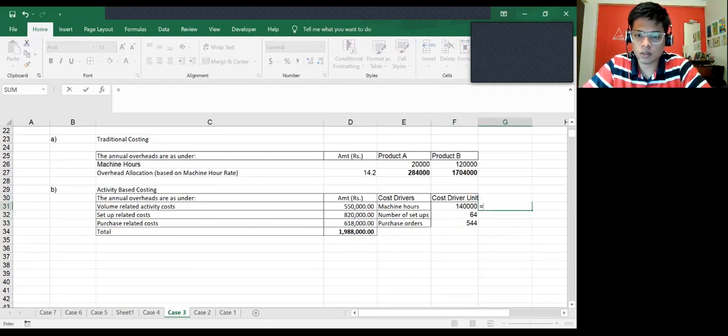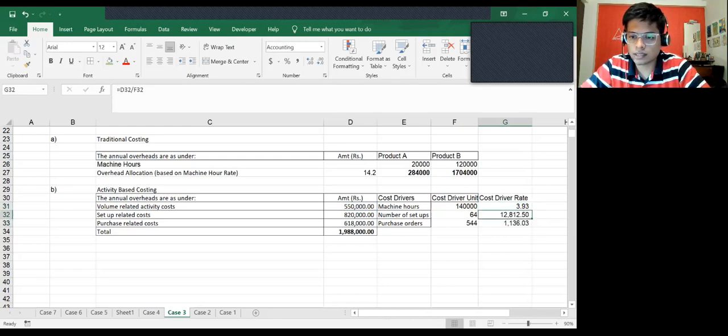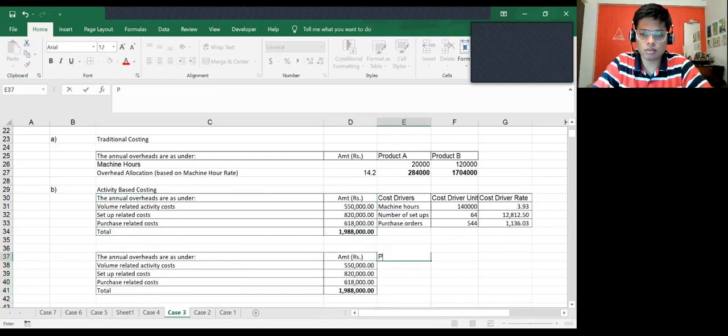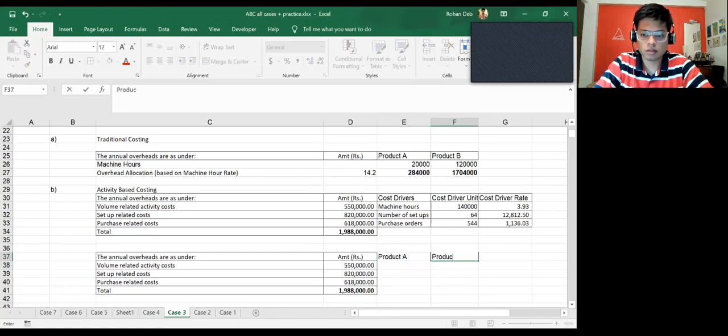Cost driver rate equals cost divided by number of units. So you can get the cost driver rate for these units. Now you can copy the formatting. So you've got the cost driver rate, and I'll just round that off over here. Now I'll copy this entire thing again and paste it over here, with product A and product B.